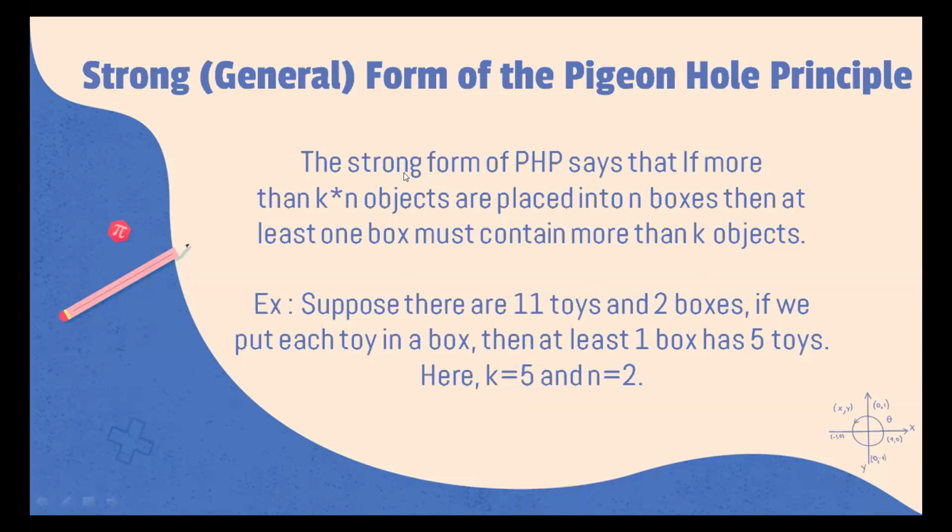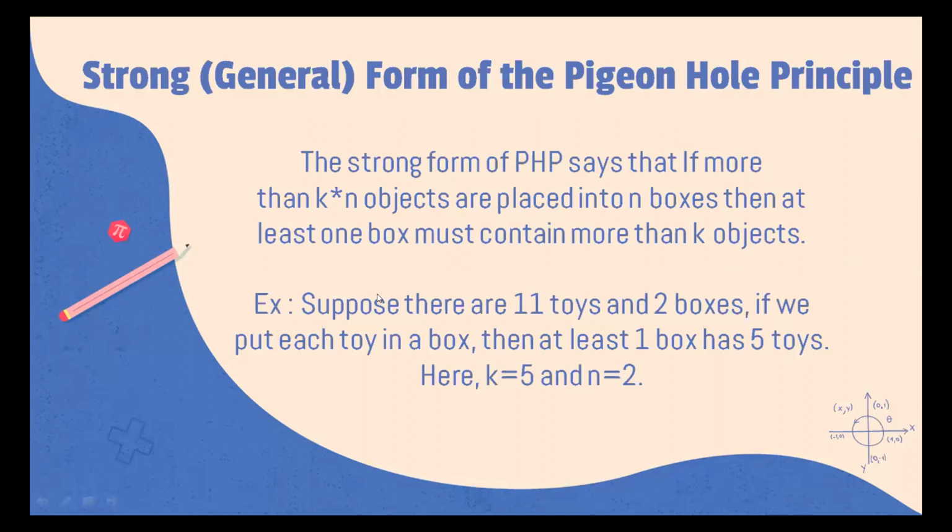So if there are more than n objects, the worst case would be n plus 1 objects. That's the worst case for more than n objects, right? So n plus 1 objects are placed into n boxes, then at least one box must contain more than one object. And that's exactly the weak form of the pigeonhole principle.